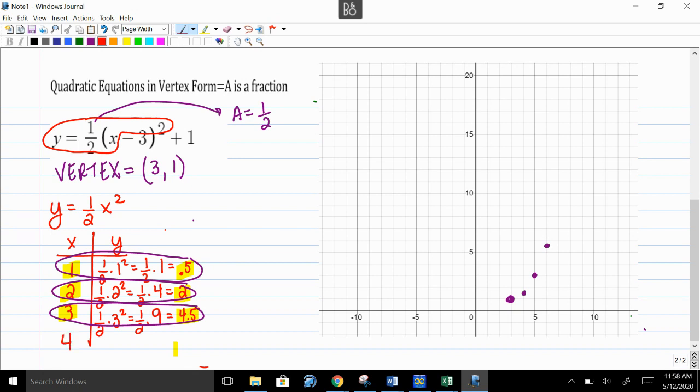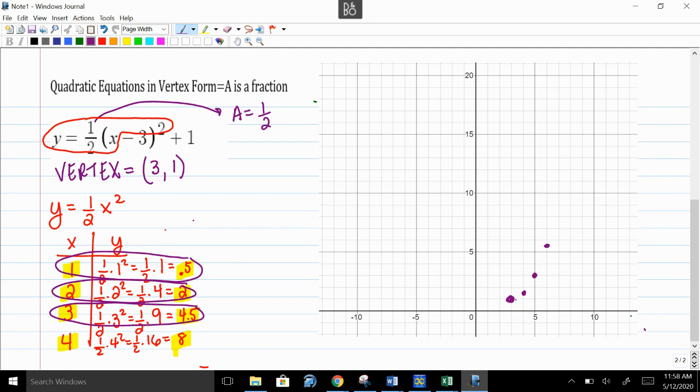If I even wanted to add another value in there, that'll give us a better picture. If I wanted to add in a 4, it would be 1/2 of 4 squared, which is 1/2 of 16. Half of 16 makes 8. So if I add in a 4 and an 8, that's going to give me an even better idea of what's going on with our graph.